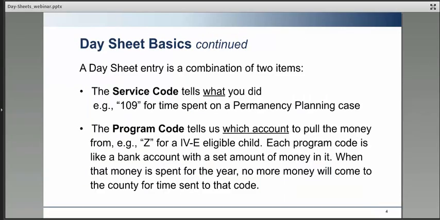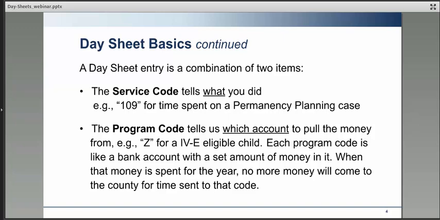All right, so we'll go ahead and move on to our next slide and take this one off the screen. And so when we talk about the basics, as I said when looking at the green sheet, the 4263, it's a combination of two items. The service code. The service code tells us what you did. For example, 109 is time spent on a permanency planning case. 215 might be for in-home services, etc. The program code, which is the second half of that day sheet coding, tells us which account to pull the money from. Remember, I said each program code focuses on a specific account.